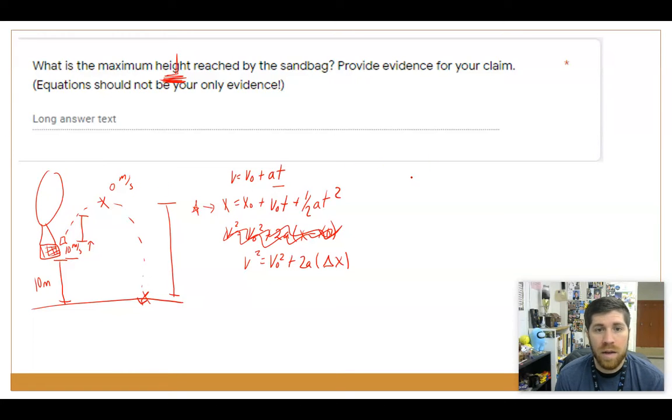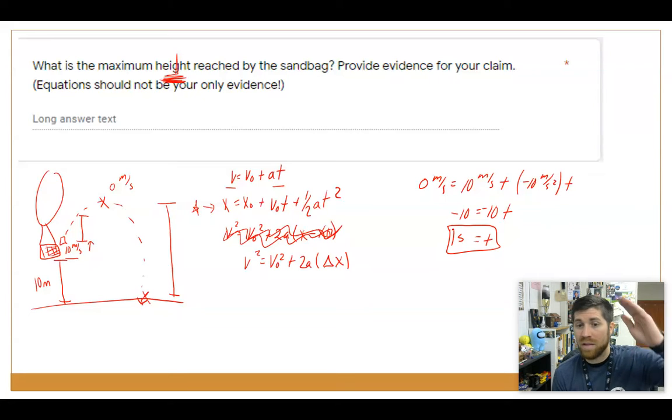So plugging that in here, if I set my final velocity v as 0 meters per second equal to my initial velocity, 10 meters per second, plus the acceleration due to gravity, negative 10 meters per second squared, times t, you can see we would subtract 10 across, we'd have negative 10 is equal to negative 10 t, which means t would be equal to 1 second. Which means as the sandbag leaves the balloon, it's going to take one more second to travel upwards, then it's going to stop. So I know that this height, delta y, takes 1 second.